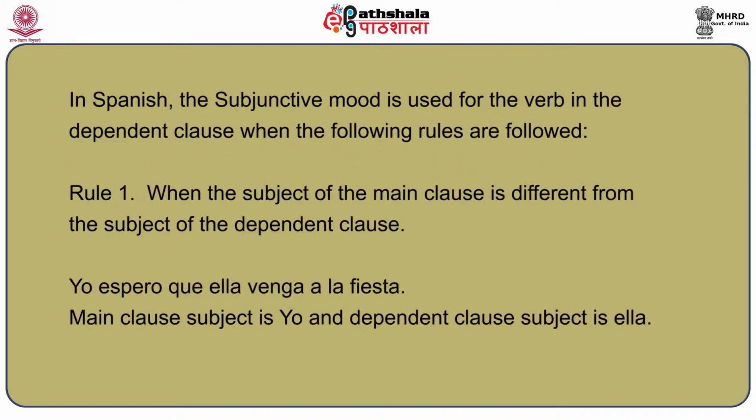In Spanish, the subjunctive mood is used for the verb in the dependent clause when the following rules are followed. Rule 1. When the subject of the main clause is different from the subject of the dependent clause. Example, yo espero que ella venga a la fiesta. Main clause subject is yo and dependent clause subject is ella.